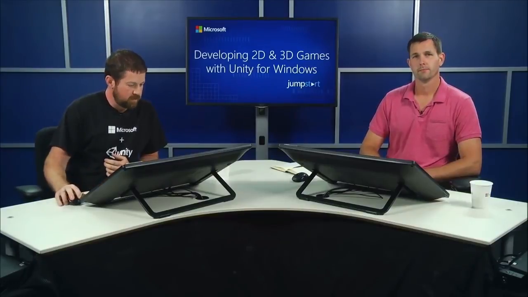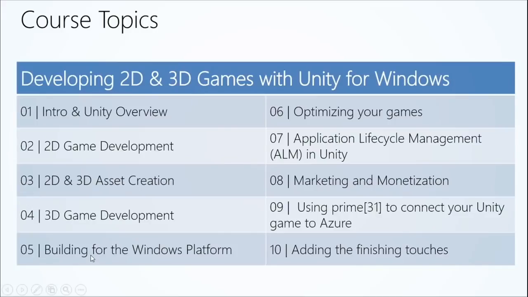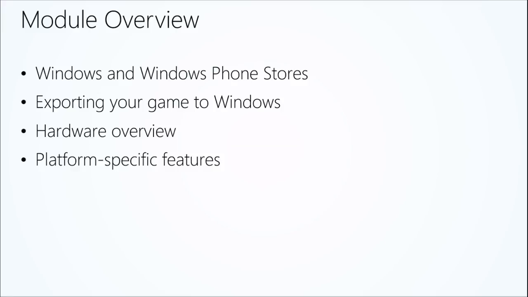So we are in Module 5, building for the Windows platform, using Unity to target Windows Store and Windows Phone. What we're going to talk about is we're going to cover the stores. There are two separate stores right now, Windows and Windows Phone. And we're going to talk about exporting your game to each one of these platforms. Then we're going to talk a little bit more about the hardware, what's involved, what kind of hardware you can target. And then we'll talk a little bit about platform-specific features at the end and how to make use of those.